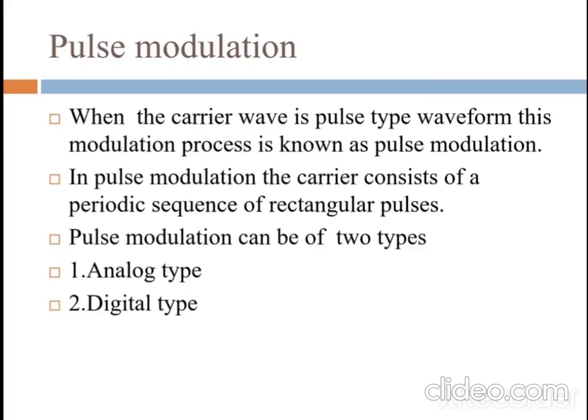Then pulse modulation. When the carrier wave is pulse type, then the modulation process is known as pulse modulation. So what do we call the type of modulation where the carrier wave uses pulses? Pulse modulation. In pulse modulation, the carrier consists of a periodic sequence of rectangular pulses. That means what is a pulse? A periodic sequence of rectangular waveform. Pulse modulation is of two types, analog type and digital type.